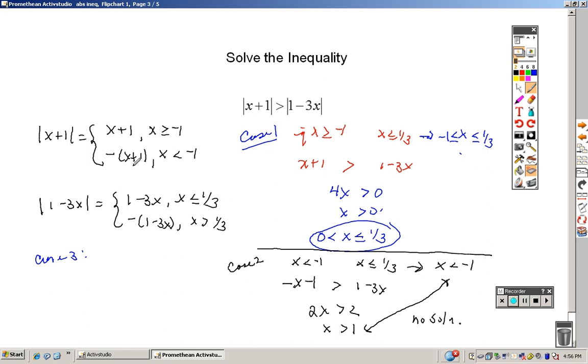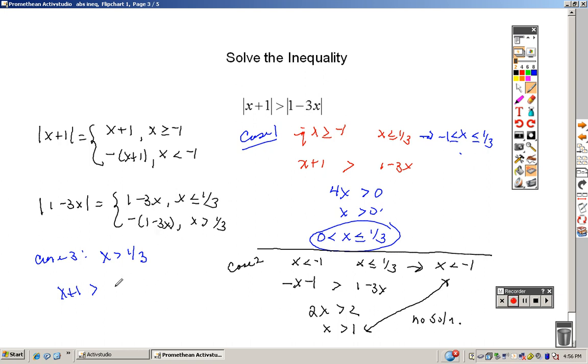If you look here, I've picked numbers between negative 1 and 1/3, and here I've picked numbers less than negative 1. I could have a case where x is greater than 1/3. So my third case is actually x is greater than 1/3. If x is greater than 1/3, it is automatically greater than negative 1. So that means I am forced to use the positive version of the absolute value of x plus 1. So I have x plus 1 is greater than, x is greater than 1/3 means I'm now using the negative version of the absolute value of 1 minus 3x.